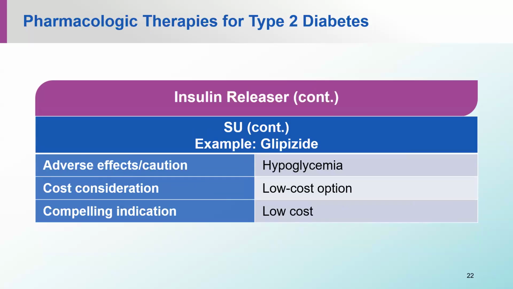Adverse effects, hypoglycemia. Low-cost option. That's cheap, $4 drug list, and the only compelling indication is its low cost with all that worrisome stuff before.